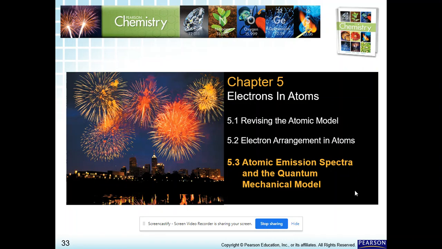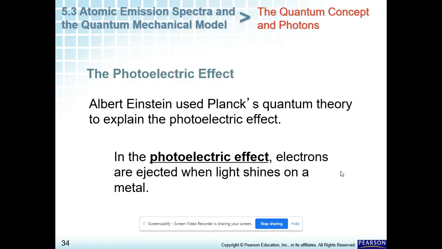Hey everyone, today we're going to finish out section 5.3. If you remember, we have been talking about the atomic emission spectrum and the quantum mechanical model. We've been talking about evidence that supports this model and that supports what we see in our atomic emission spectrum. And today we're going to learn how the ideas that support these models can be used in other areas of science. So let's go ahead and get started.